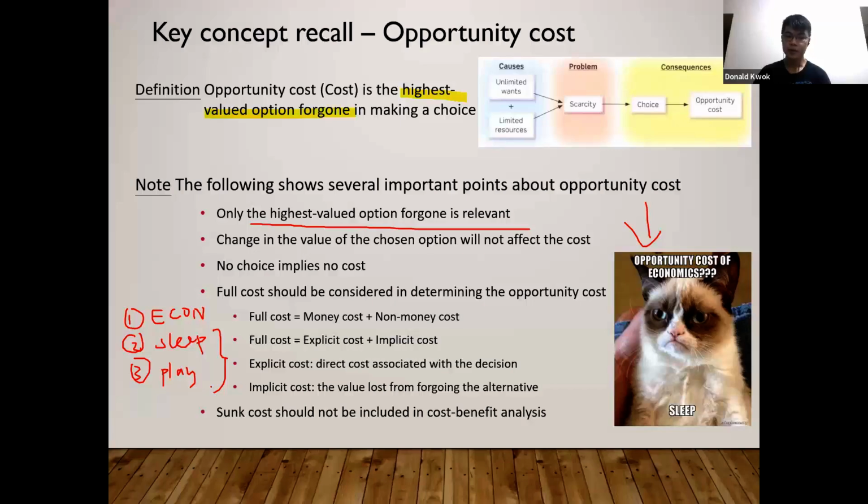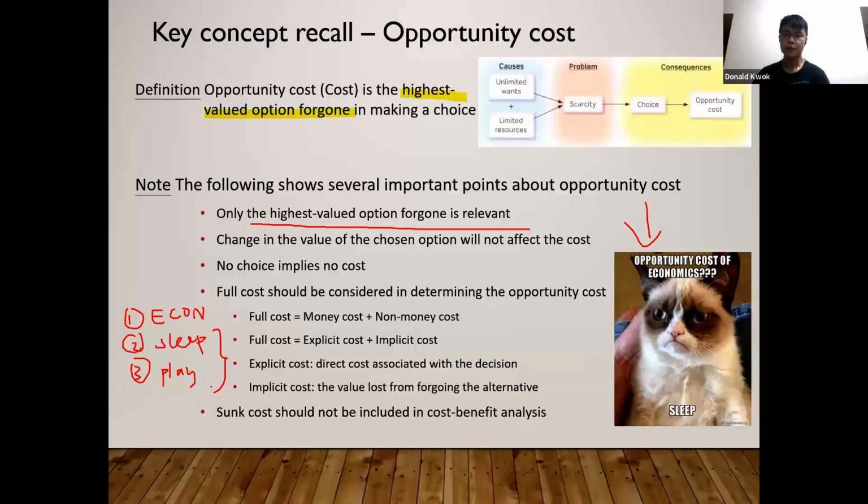All right, so there's a first note. The second note: change in the value of the chosen option will not affect the cost. So let's say there's a change in the value of attending the tutorial, it only affects the value part, but not the cost of attending the tutorial. Because, as I have just demonstrated, the cost of attending the tutorial is the value of sleeping, not the value of the tutorial itself. So this is why the change in the value of the chosen option will not affect the cost.